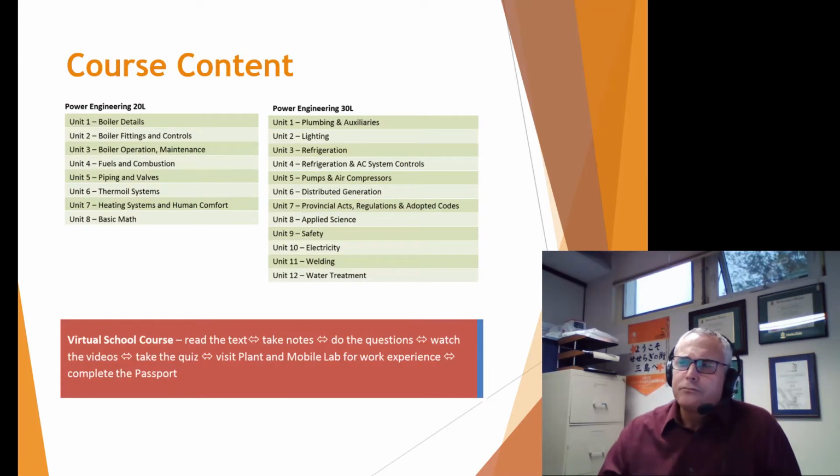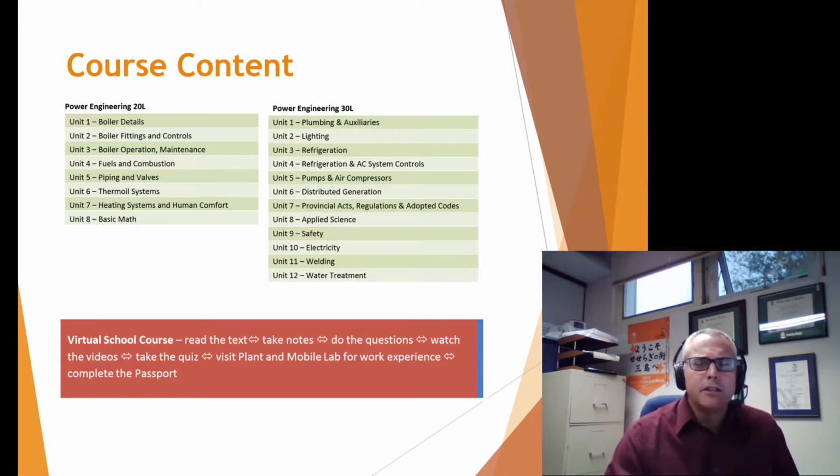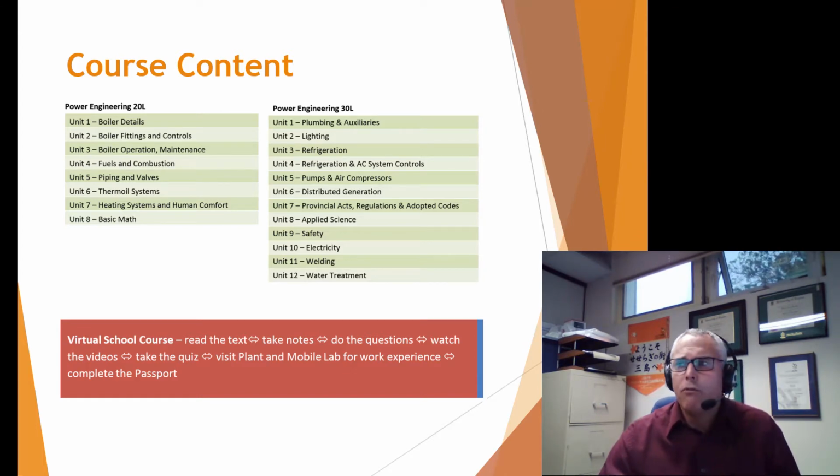Course content. Power Engineering 20, we take a look at the boiler details, different types of boilers. We look at the fittings and controls of a boiler and the operation and maintenance of a boiler. Get into some of the fuels and combustion, how it works, the piping and valves. So piping of gas, piping of steam, piping of water, everything that's going to and from the boiler. Thermoil systems in Unit 6. Heating systems, human comfort, and some basic math.